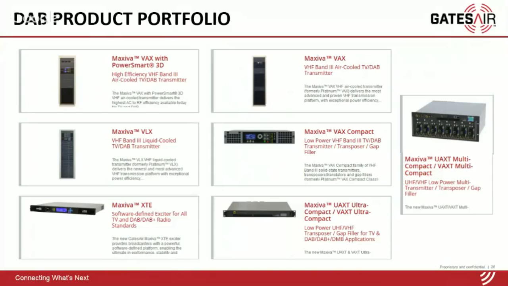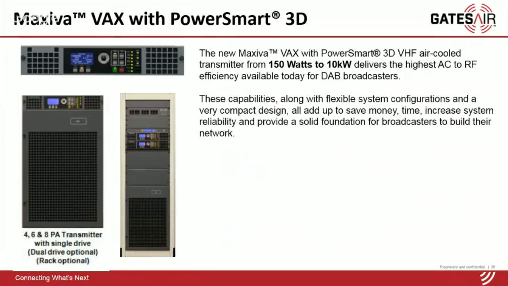They're well received in the industry. And of course, the new Maxiva XTE, which is in process now. We've got television standards defined for it and working, and the DAB standards are coming along very soon. Right now we have the Maxiva VAX with PowerSmart from 150 watts all the way up to 10 kilowatts. Flexible, very configurable, well received in the market. Quite a lot of DAB today being done on VAX systems.